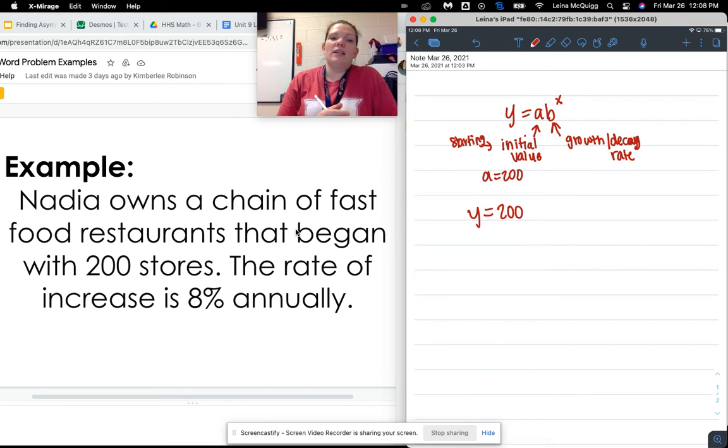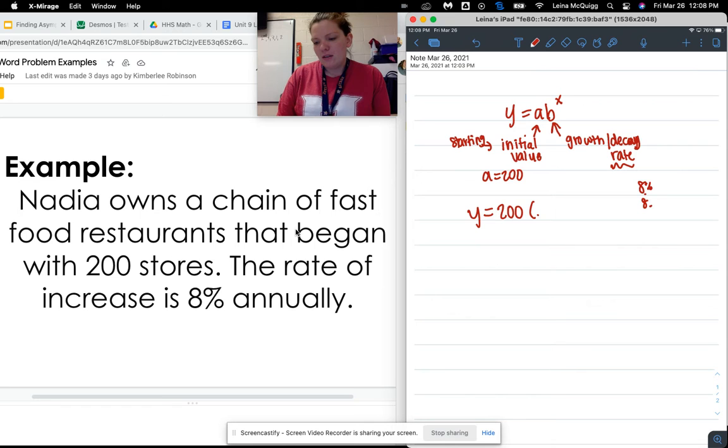The rate of increase is 8% annually. Rate of increase has the word rate in it, that's my growth rate. Increase means I'm growing, so this is my growth rate, 8%. But here's the thing. Hopefully you remember how to change 8% to a decimal. The decimal's at the end, right?